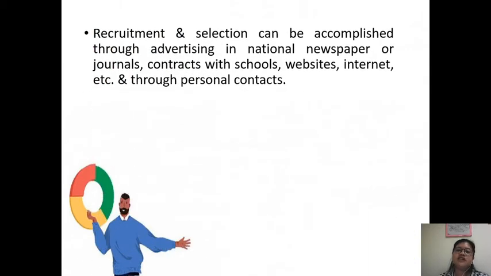Further, recruitment and selection can be accomplished through advertising in national newspaper, journals, contract with schools, websites, internet, and even personal contacts.